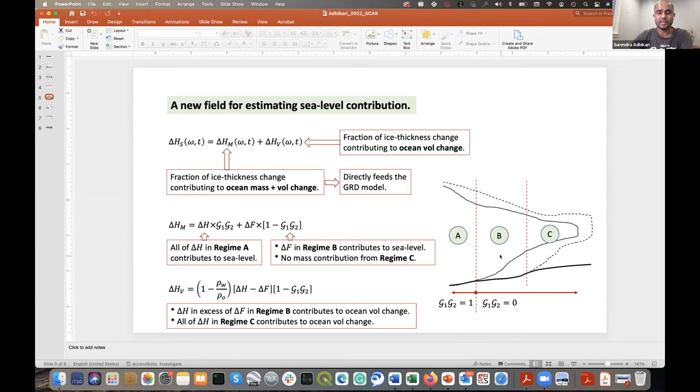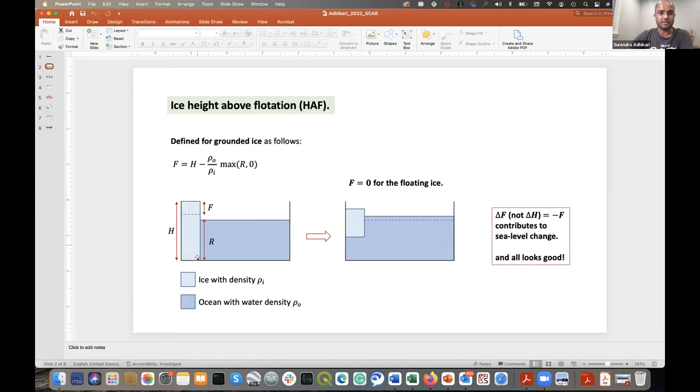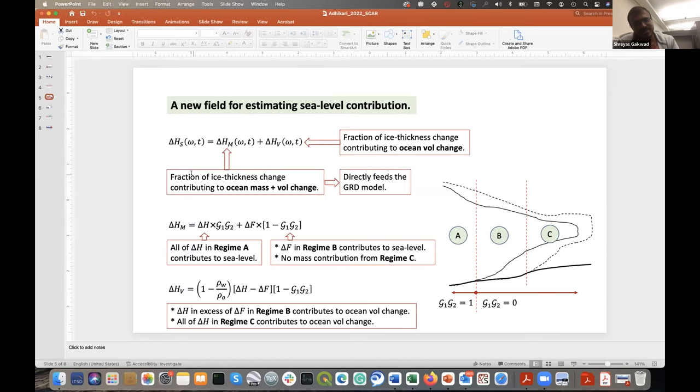You don't have to know what is supporting what. All you have to know is ice is floating here simply because the ice thickness is not large enough to get grounded. So that's the only information you needed here. Got it. Yeah, this is not a dynamics case. I was thinking about a different thing then. But thanks for clarifying that. Absolutely.